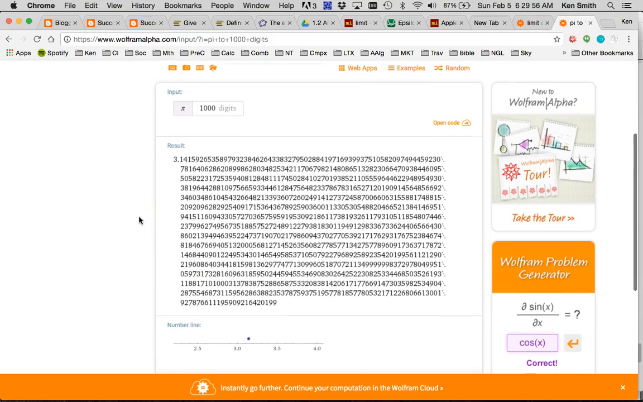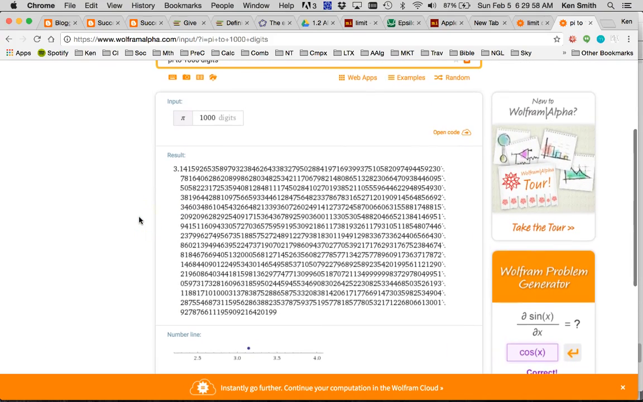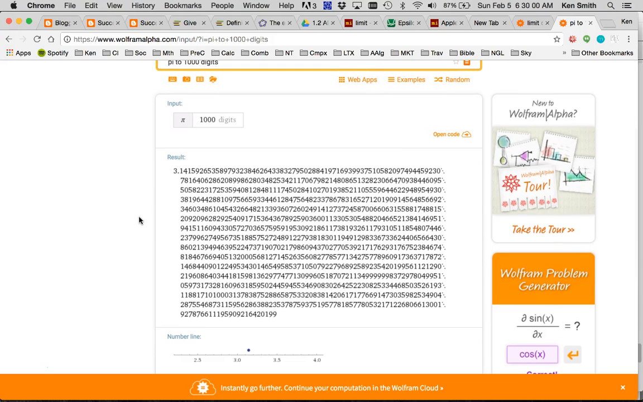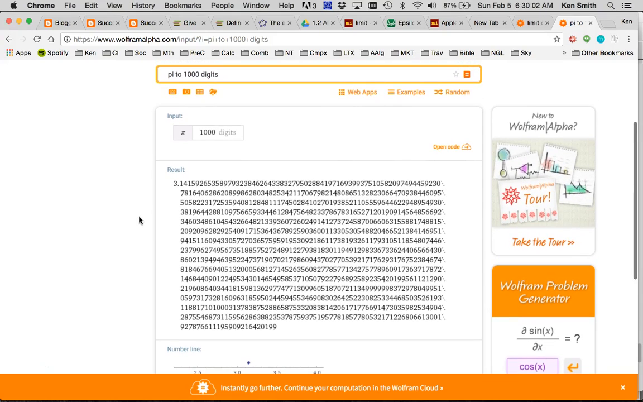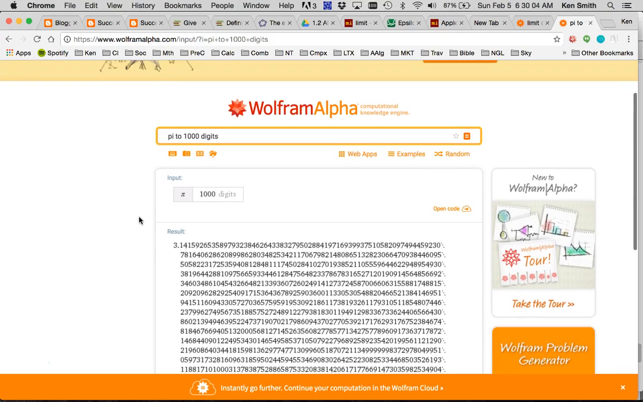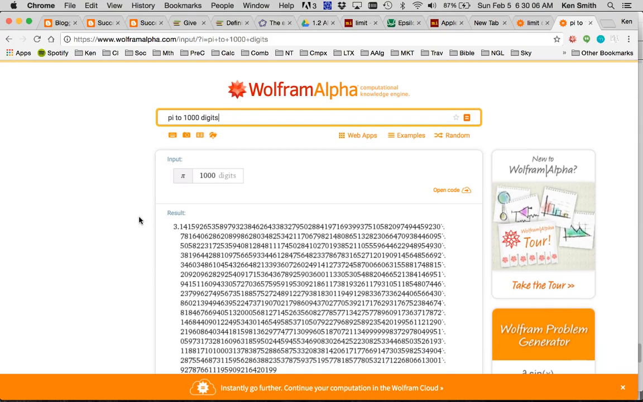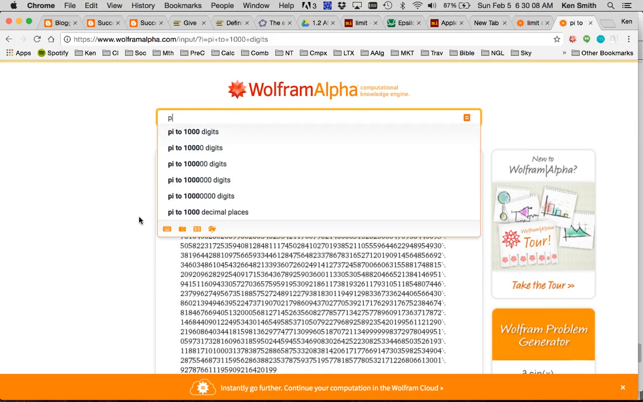All right, this is the type of thing that would make Sheldon Cooper ecstatic. Pi to 1,000 digits. Anyway, this is WolframAlpha, a nice resource for all sorts of fascinating things in mathematics.